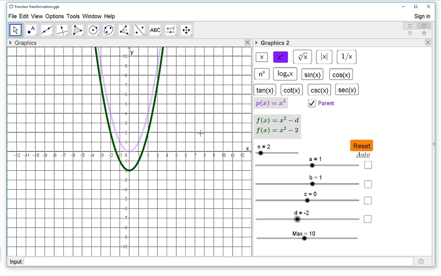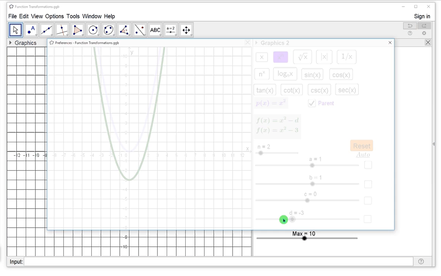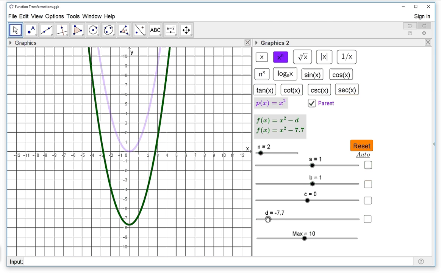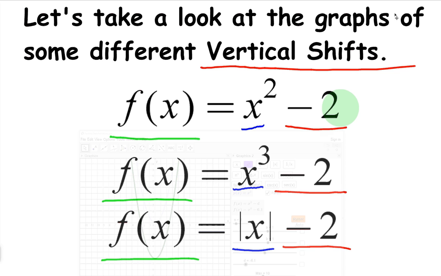So whenever d is negative, the transformed graph will shift 2 units down from the parent graph. If we make d equal to negative 3, it'll shift 3 units down. As long as d is negative, the transformed function will shift down from the parent. Let's do x cubed and absolute value of x. Why not?